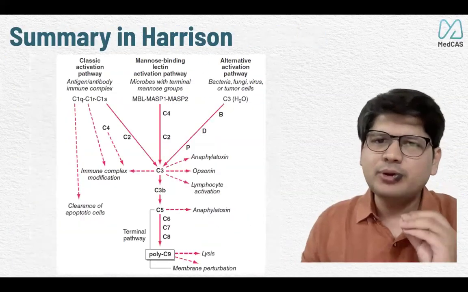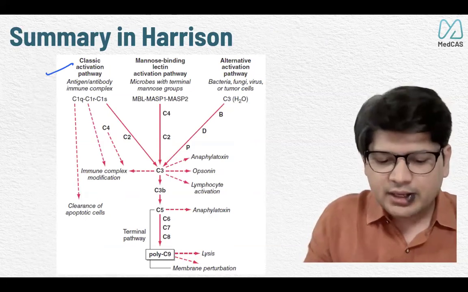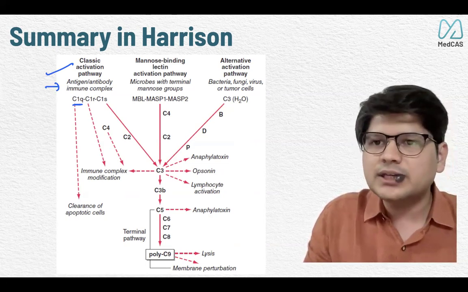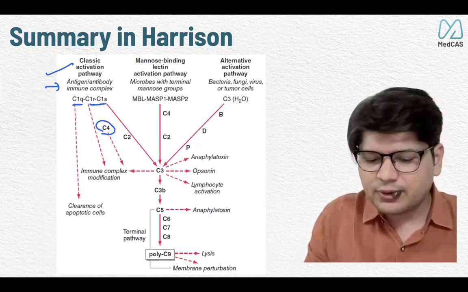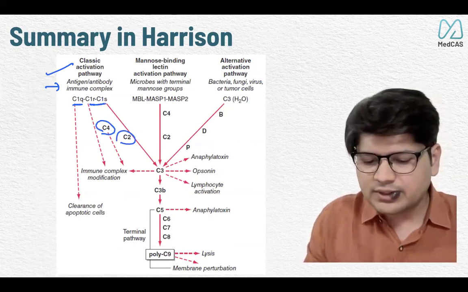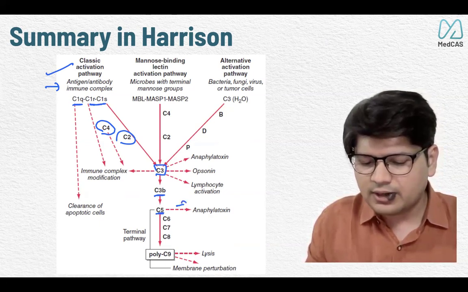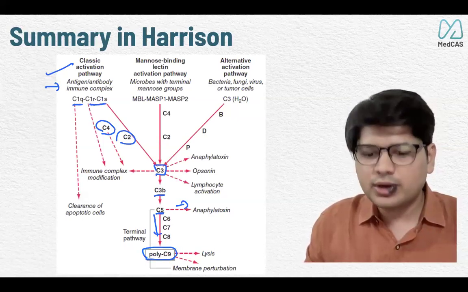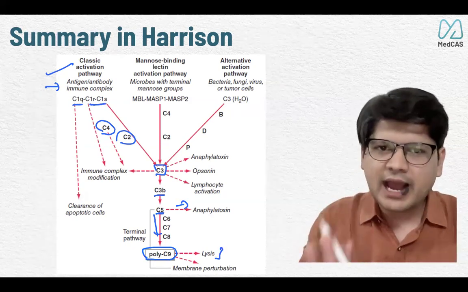Now, Harrison has given a beautiful summary of this. Your three pathways: one was your classical activation pathway, which gets activated by the antigen-antibody immune complex, which touches C1q. After touching C1q, C1r and C1s get activated, which ultimately activates C4 and then C2, leading to C3 convertase, and C3 gets activated. In that, the C3b component will go further and activate C5; C5a goes a little out, and C5b goes further to make the poly-C9 pore, and the membrane attack complex leads to lysis of the bacteria.